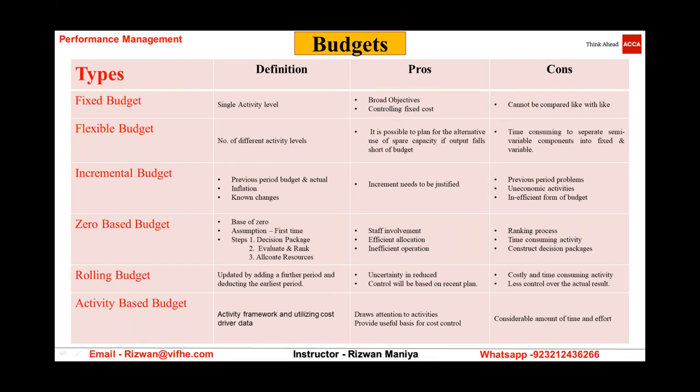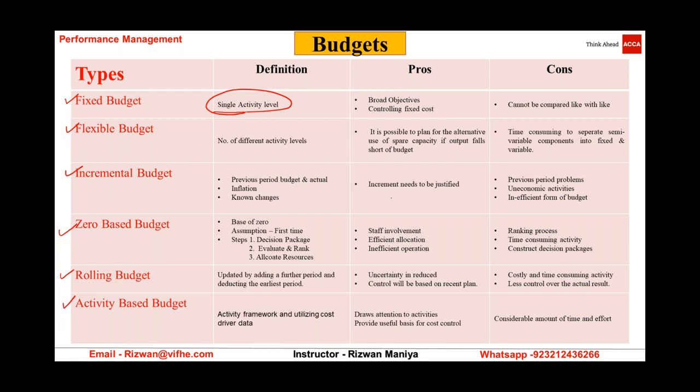Now, there are 6 budgets: fixed, flexible, incremental, zero-based, rolling, and activity-based budgets. So let me just give you a quick recap. A fixed budget is a budget that is prepared at a single activity level, which means once we have prepared the fixed budget, we will not change it.